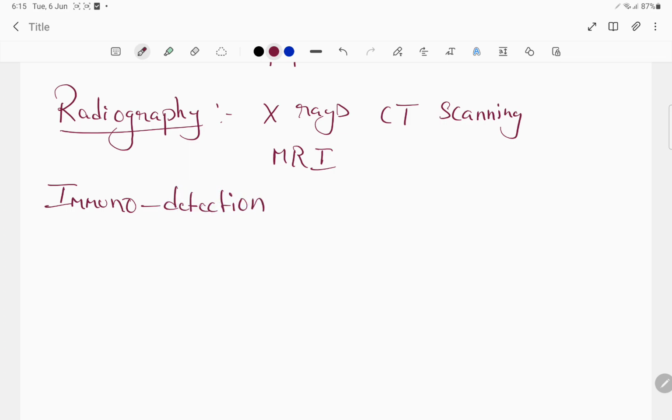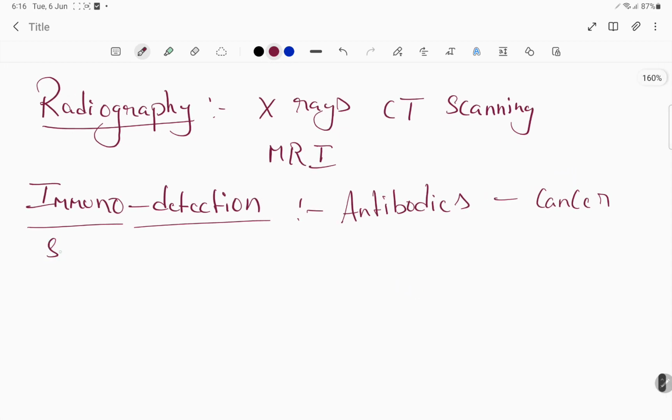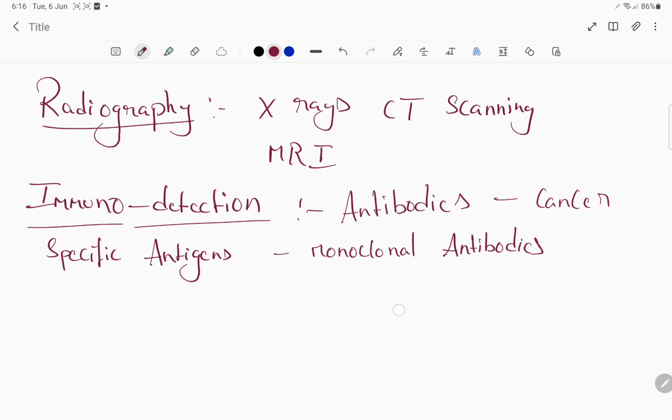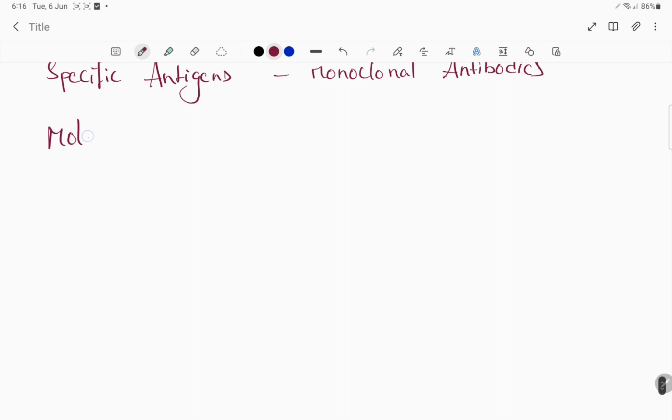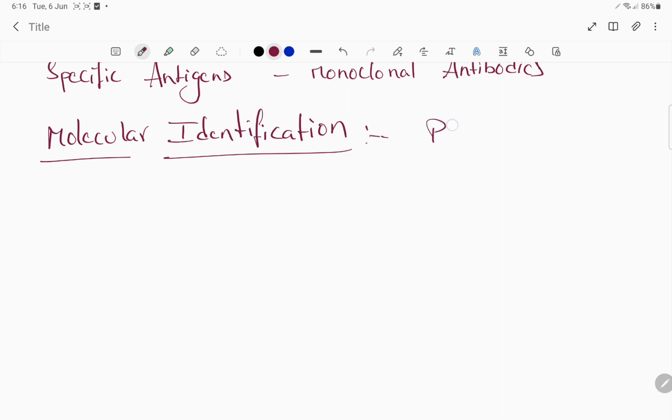Next, immunodetection. In immunodetection, antibodies against cancer specific antigens will be detected. Usually monoclonal antibodies are used. Next, molecular identification. In molecular identification, they'll use PCR.